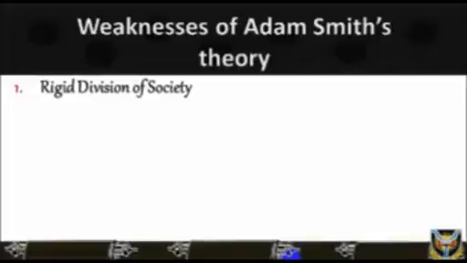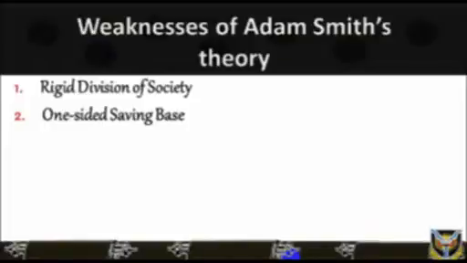2. One-sided saving base. According to Smith, capitalists, landlords and moneylenders save. This, however, is a one-sided base of savings because it did not occur to him that the major source of savings in an advanced society is the income receivers and not the capitalists and the landlords.